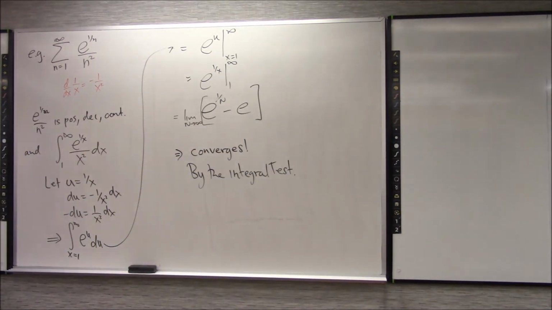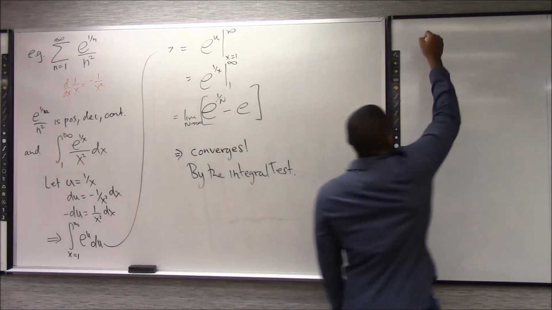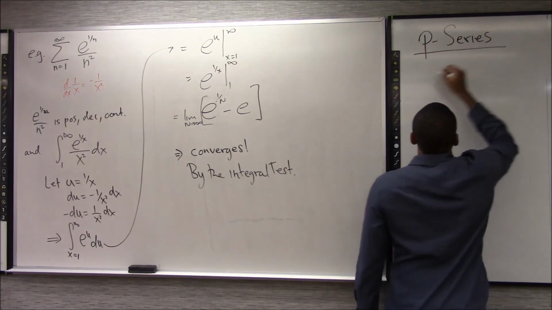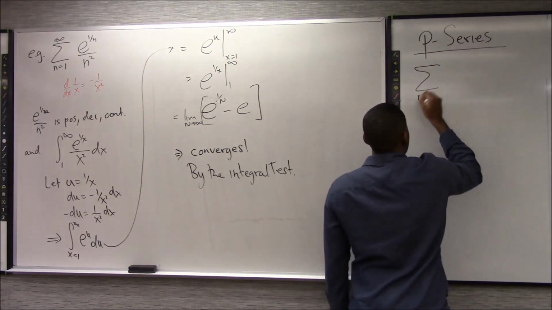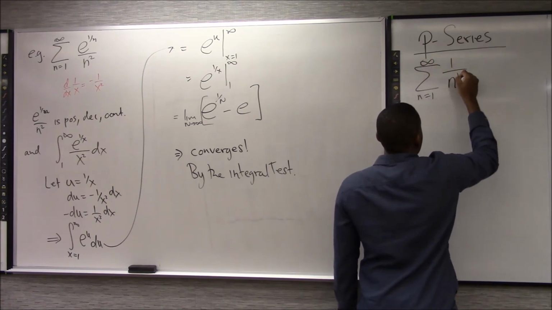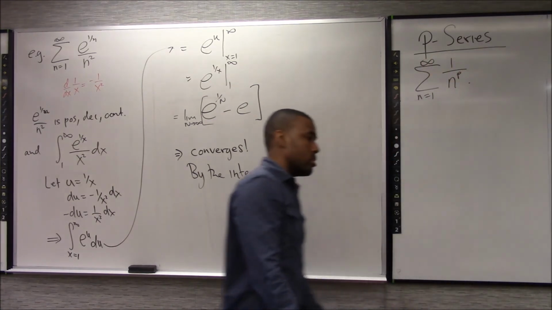Next guy on the list is a p-series. These guys are called p-series. These series have the form one over n to the p.